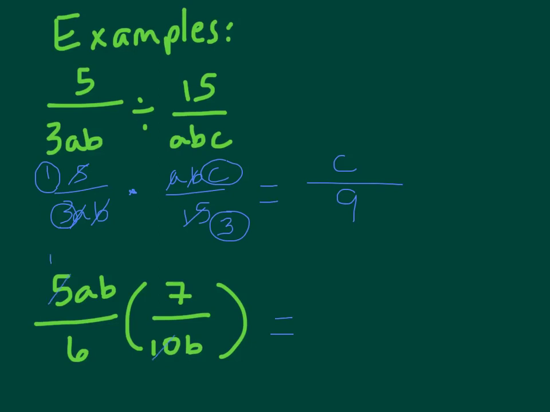All right, and down on this last example, I say, okay, my 5 and 10, I can divide both by 5. They also both have a factor of a B, so I can divide them both by B, and it gives me a 1. And I'm ready to multiply. So I multiply across the top. 1 times A times 7 gives me 7A, and 6 times 2 gives me 12.